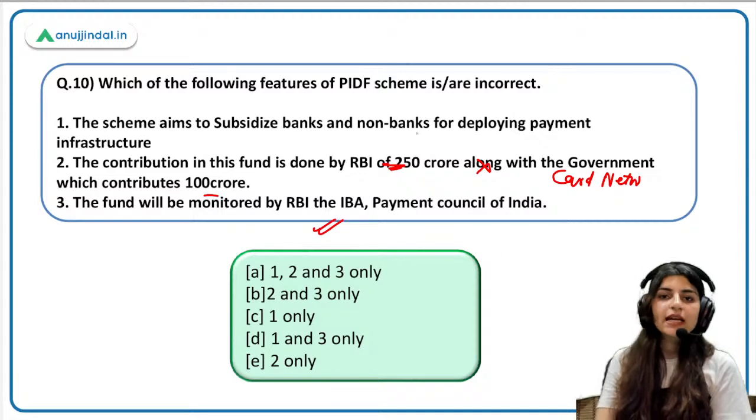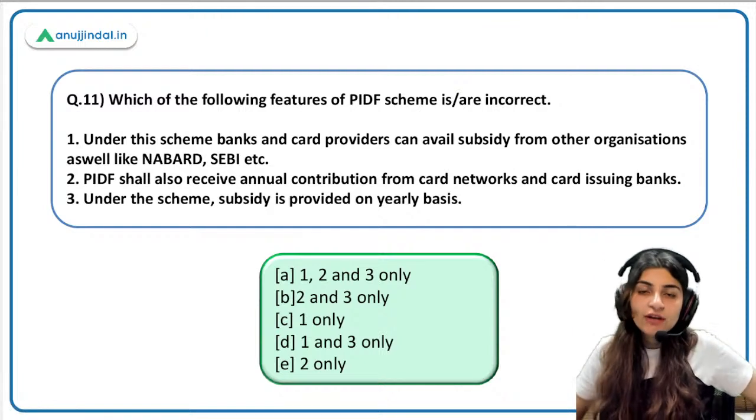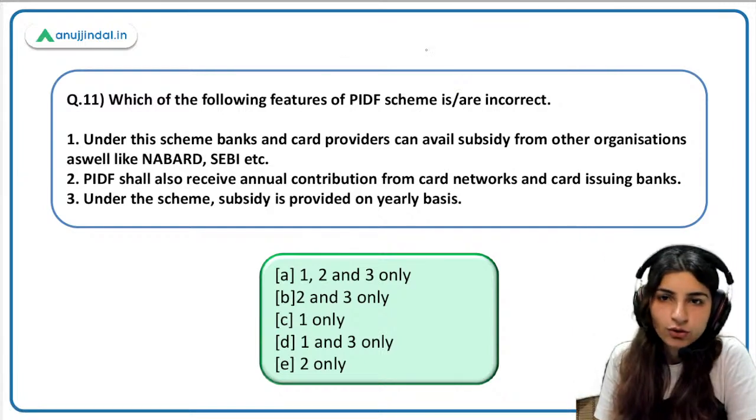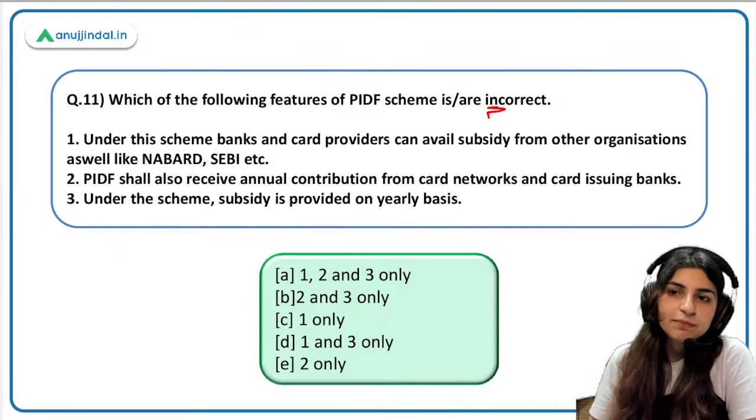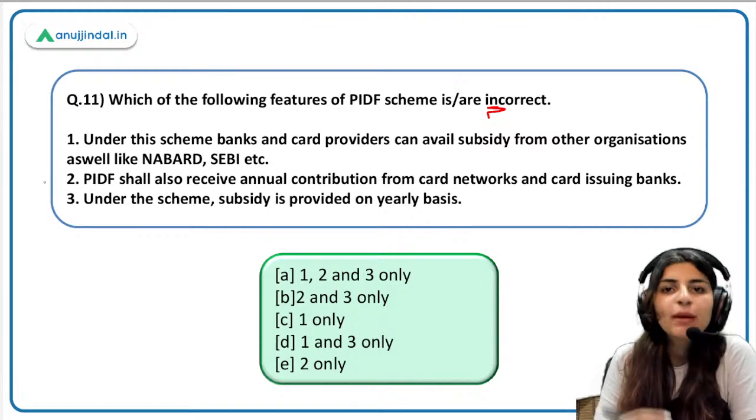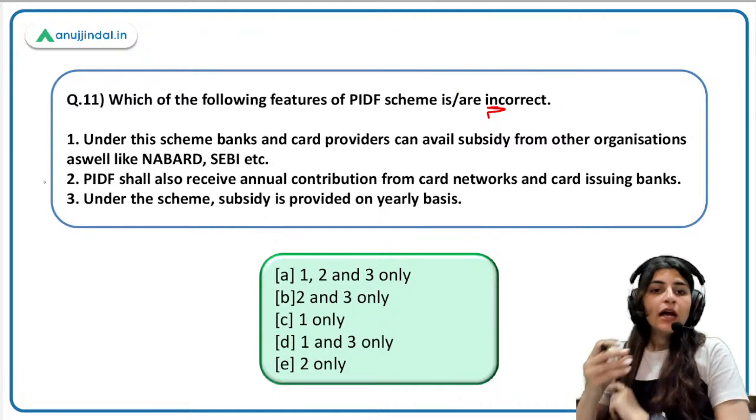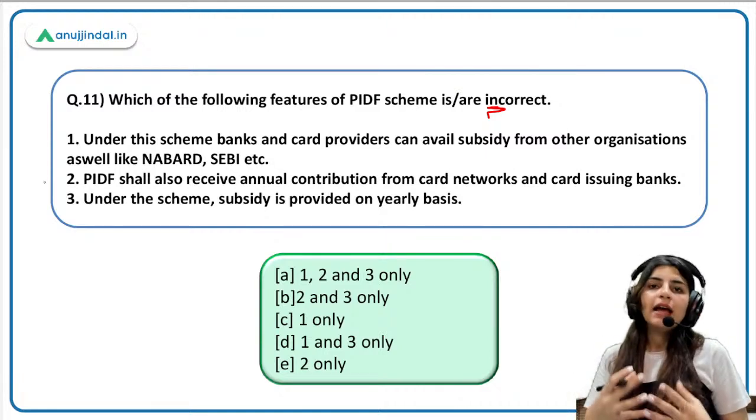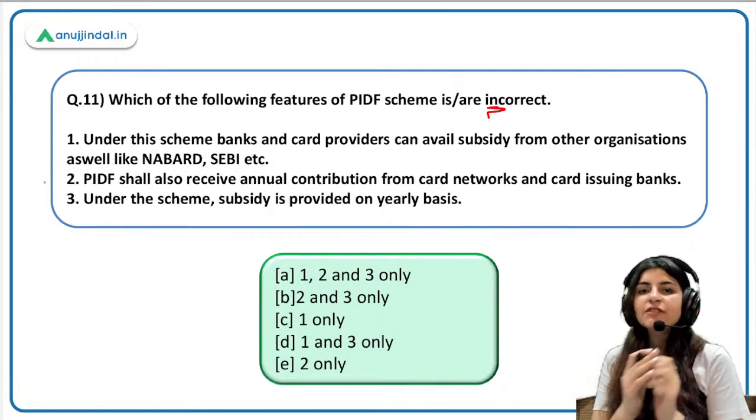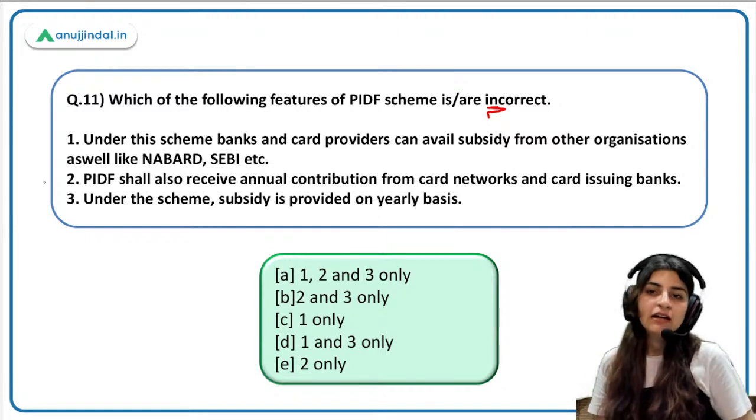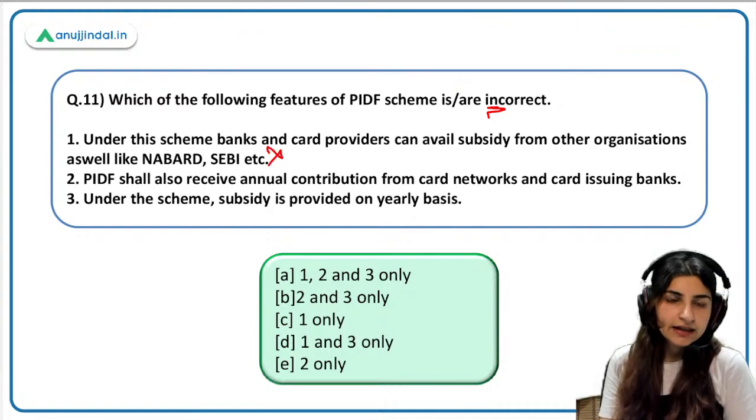Correct statement, important statement. अगर exam में आ गई तो please you should know what is PIDF. Which of the following features of PIDF scheme are incorrect? Okay, incorrect बताना है. Under the scheme, the banks and card providers can avail subsidy from other organizations. So, if a bank or card network providers are receiving any benefit from this fund, they cannot avail subsidy from any other organization. अगर आप इस fund से benefit ले रहे हैं, you cannot avail any benefit from any other organization like NABARD or SEBI, etc. So, this statement is incorrect.